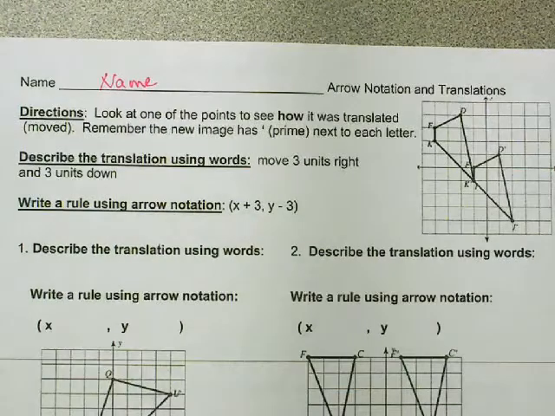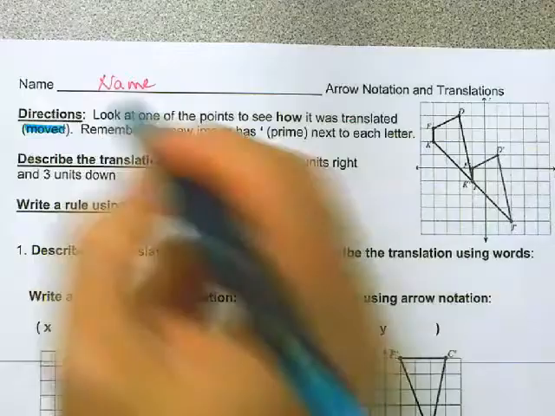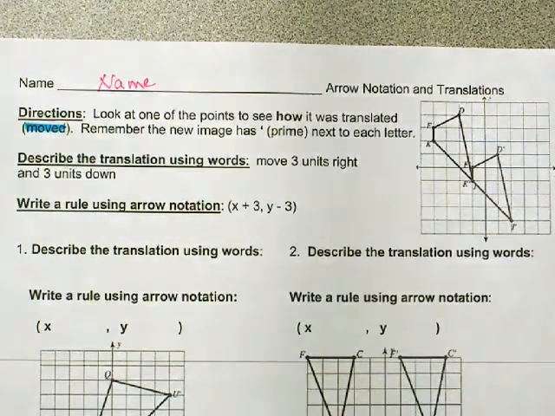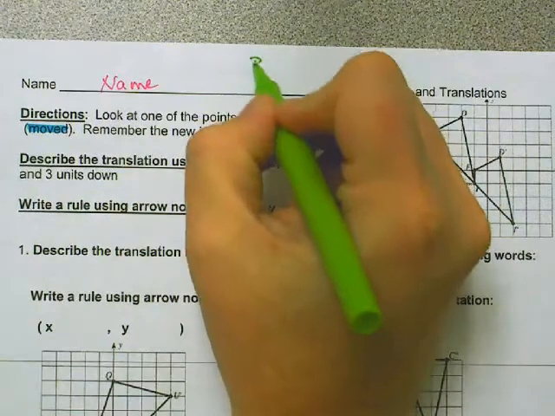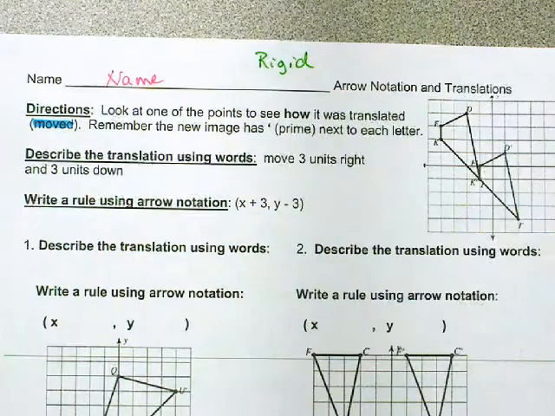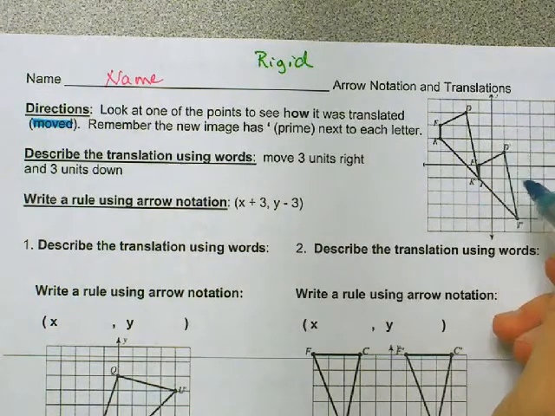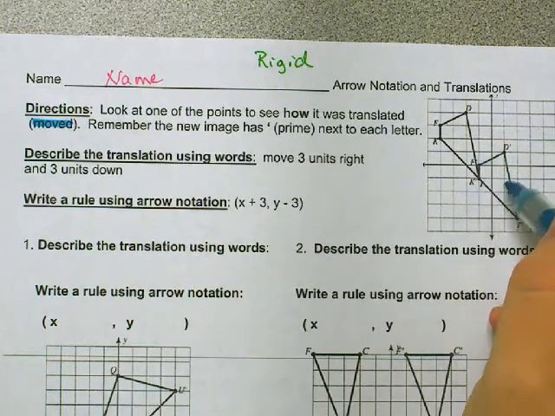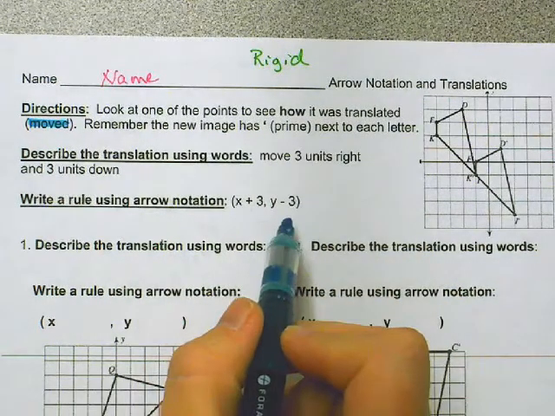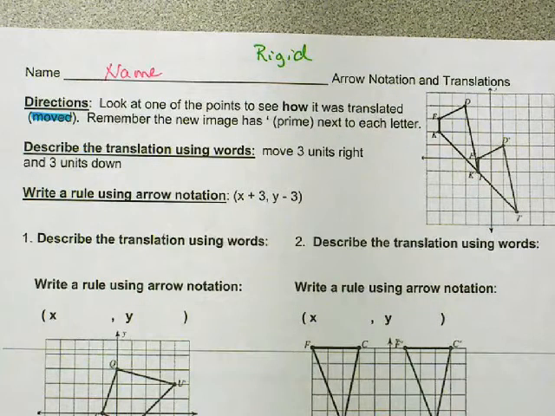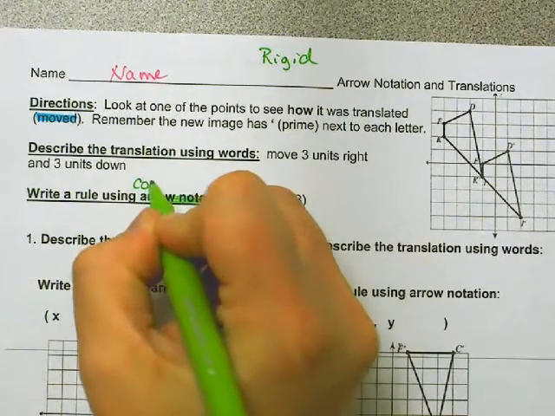What we're trying to do is figure out how to move something. Now we want to move it without changing its shape. This is called a rigid translation. So you want to put the word rigid. Rigid means it doesn't change shape. So we want to be able to visually do it on a graph by counting. We want to be able to use words, and we want to be able to use the rule. This is not the arrow notation rule. This is the coordinate notation.